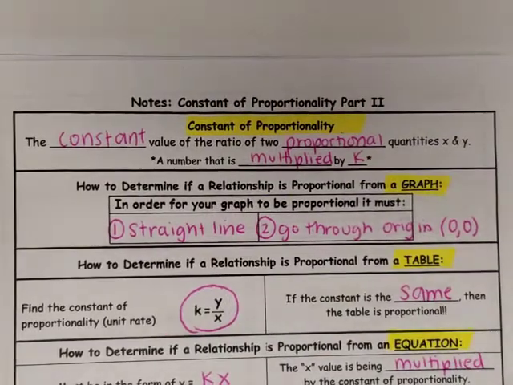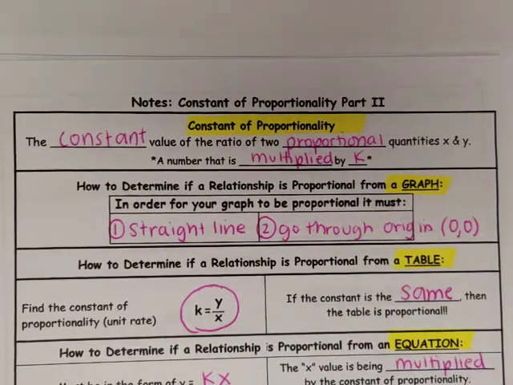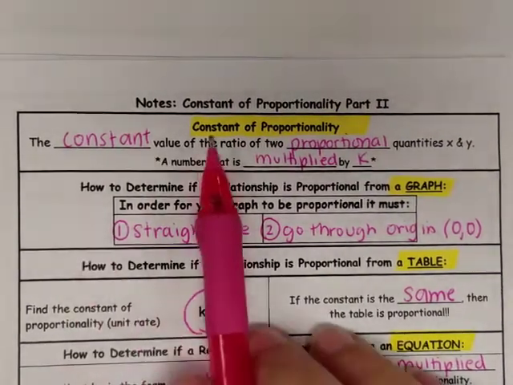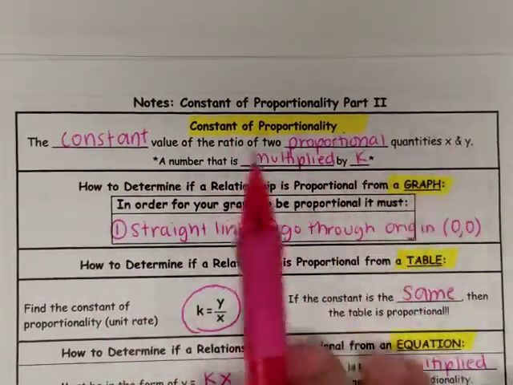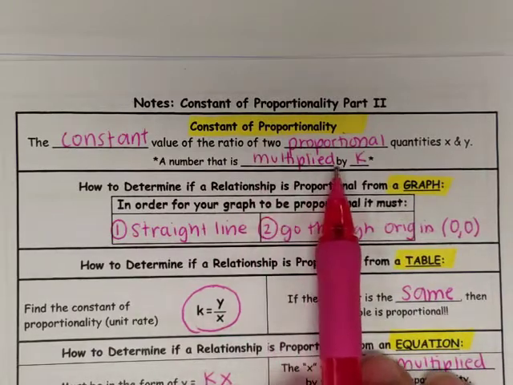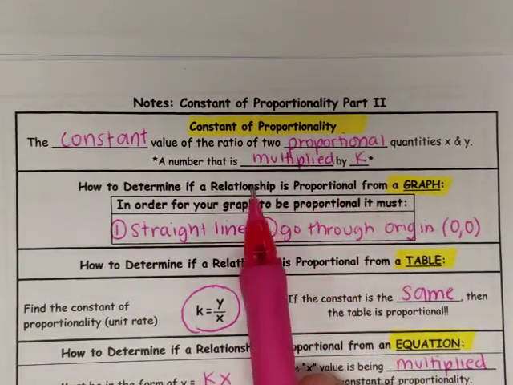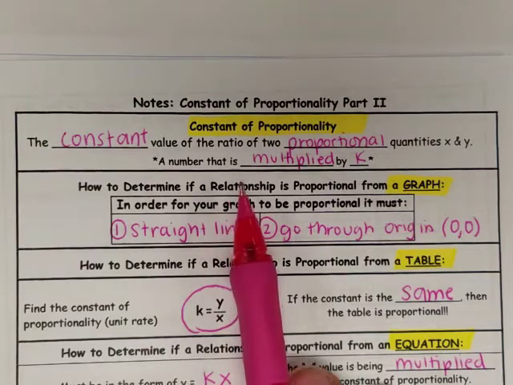At the top is a sentence we've already done in our last set of notes. So the constant proportionality is the constant value of a ratio of two proportional quantities, x and y. It's a number that's multiplied by k. Actually, it's multiplied by x.